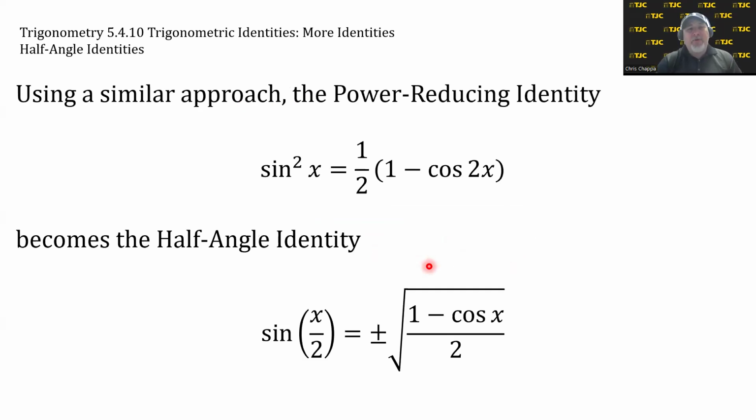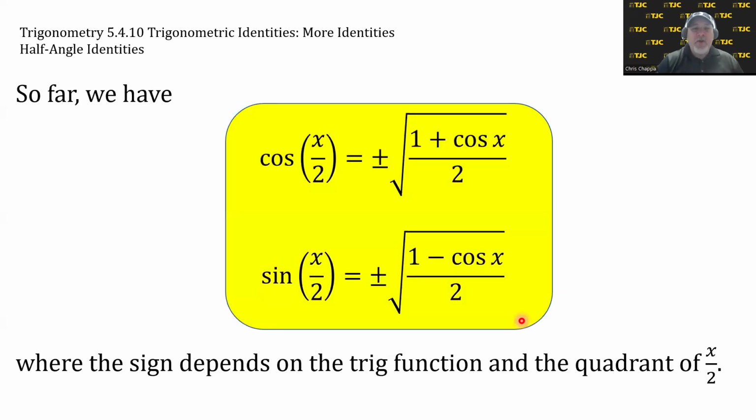Now, using a similar approach, we can take the power-reducing identity sine squared x equals 1/2 times 1 minus cosine 2x, do the exact same song and dance, and end up with the half-angle identity sine of x over 2 equals plus or minus the square root of 1 minus cosine x over 2. So far we have these 2 identities, where the sign depends on the trig function and the quadrant of x over 2.